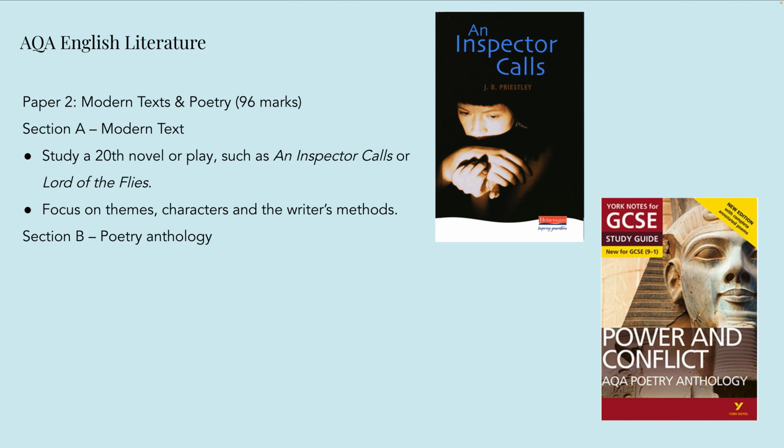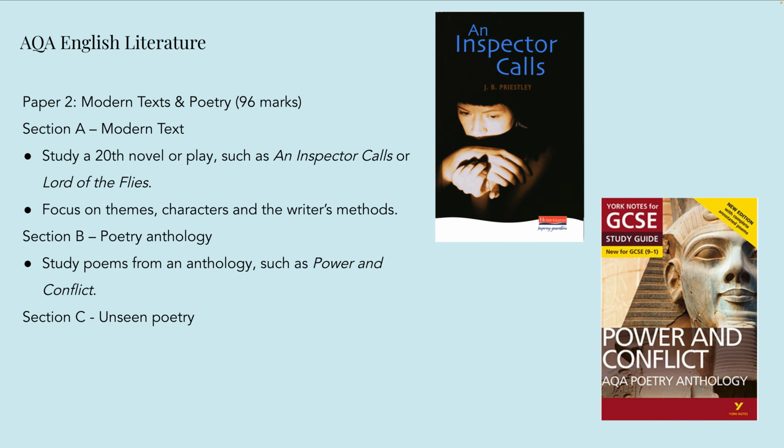Section B is the poetry anthology section. There's one question about one of the poems from the anthology, such as Power and Conflict, or Love and Relationships, or World and Lives. Students then compare the poem that's printed in the exam to another poem from that anthology.